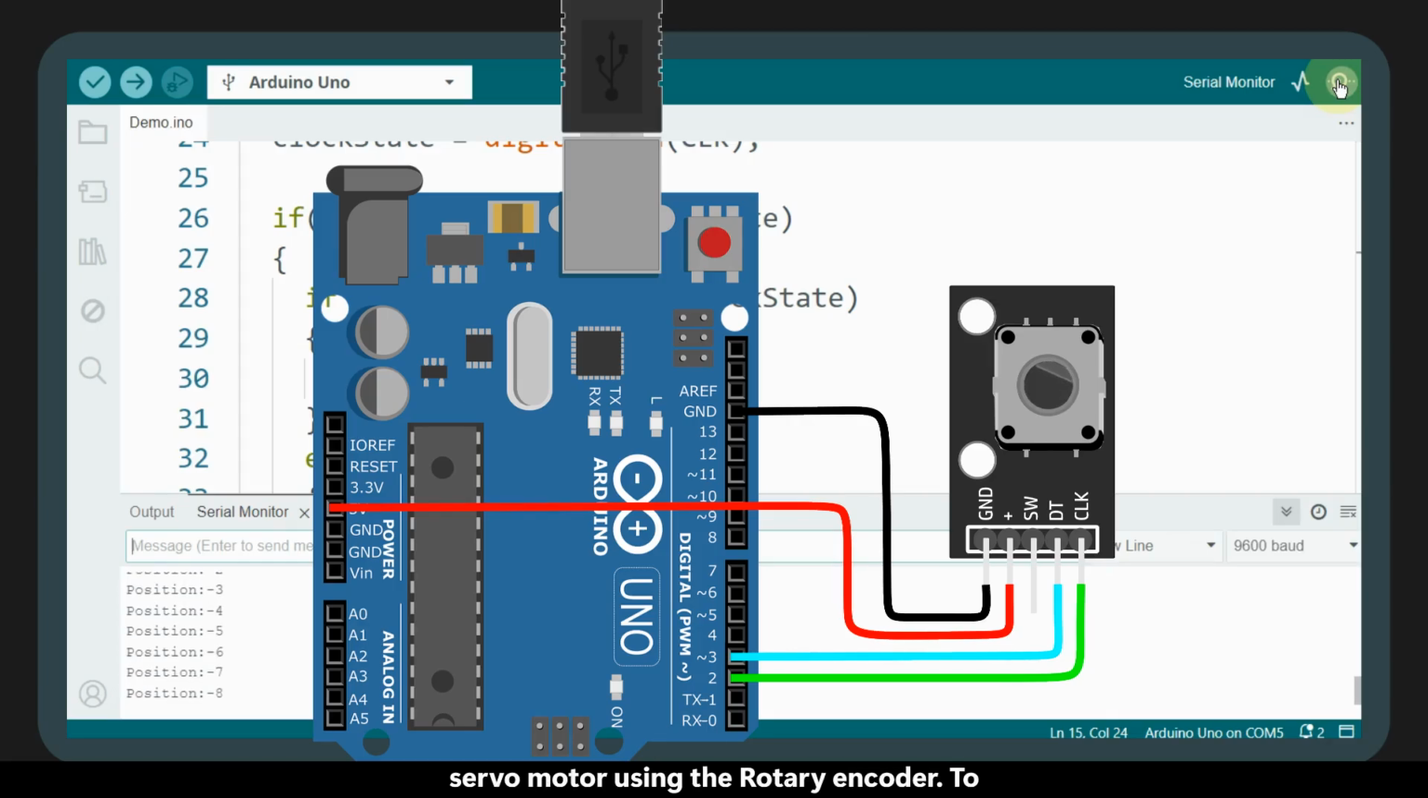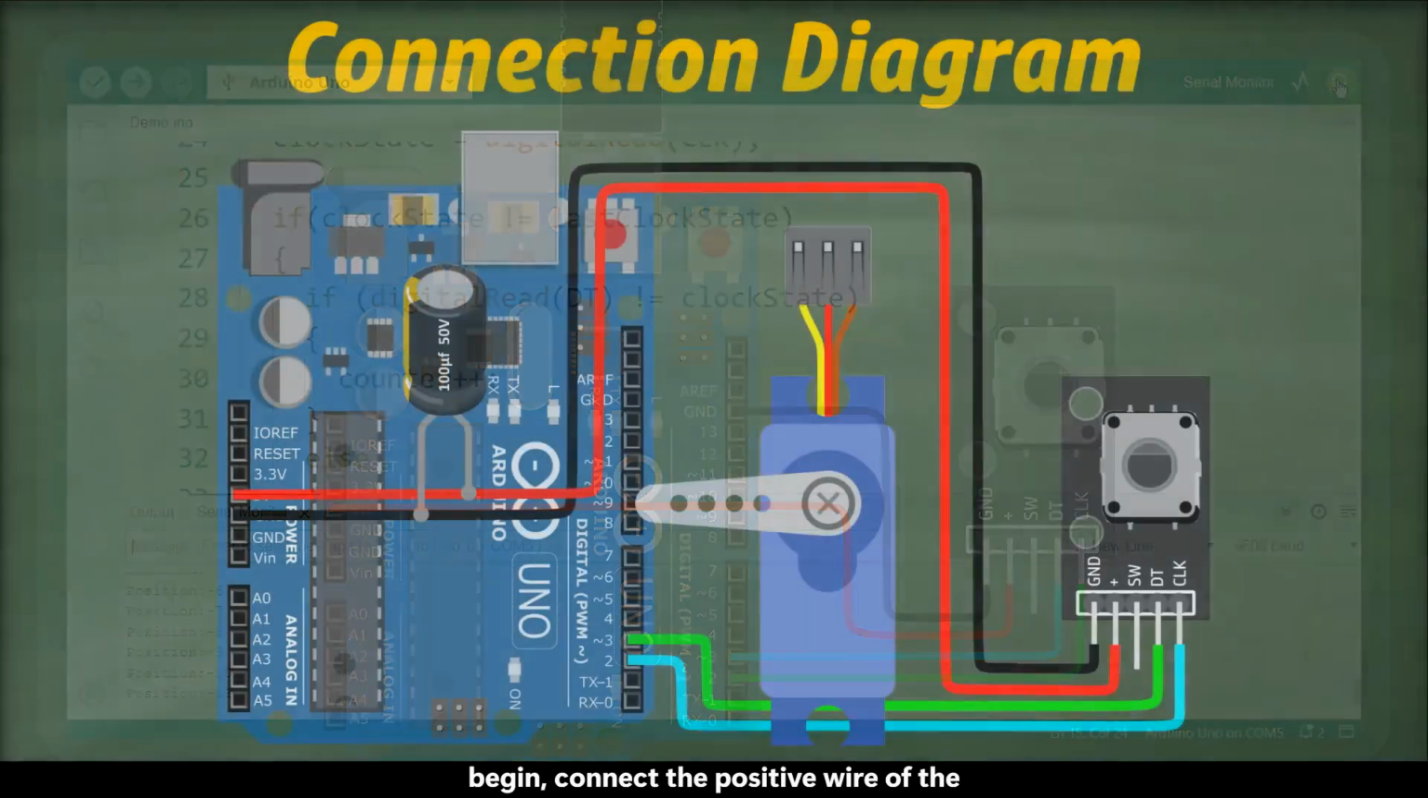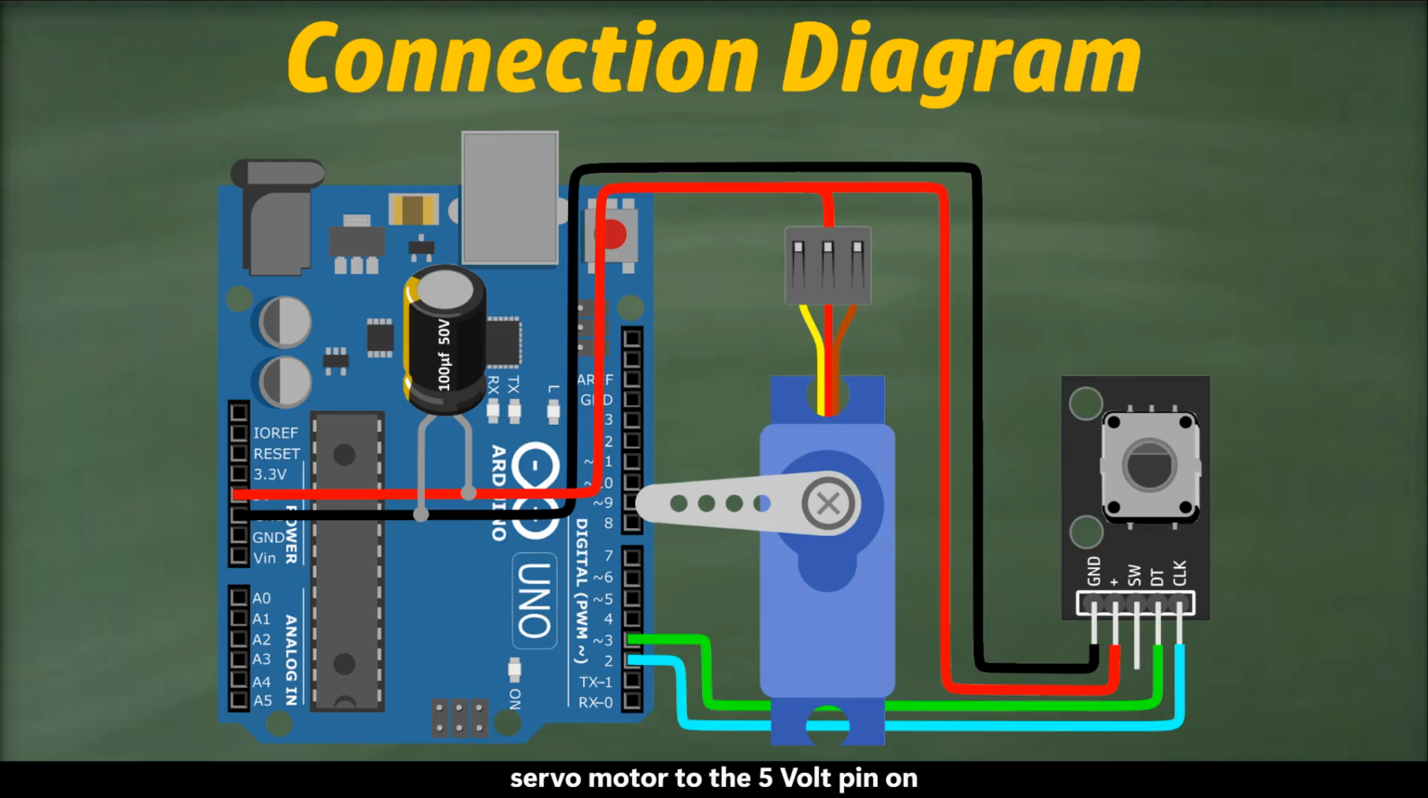Now let's control a servo motor using the rotary encoder. To begin, connect the positive wire of the servo motor to the 5-volt pin on the Arduino and the GND wire to the Arduino's GND pin. Connect the signal wire of the servo motor to pin 9 on the Arduino.